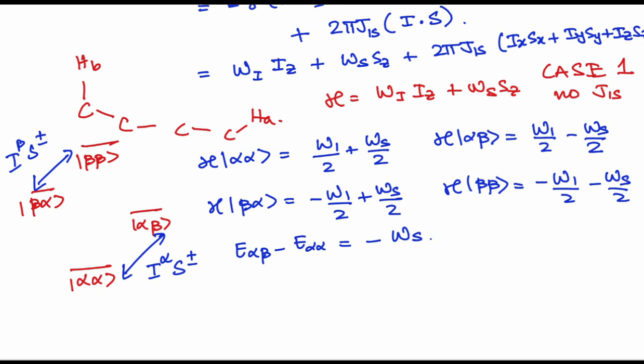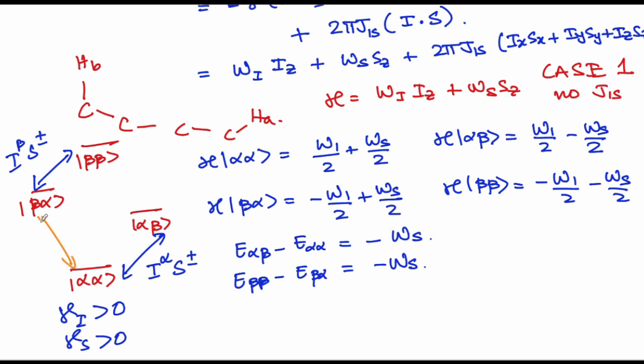Similarly, let's try to take the energy difference between these two states, which once again looks at the transition of the S spin. I request you to calculate the energy difference between these two states, where it's I plus minus, S alpha, S beta. You would end up getting energy of beta alpha minus energy of alpha alpha will be minus omega I.